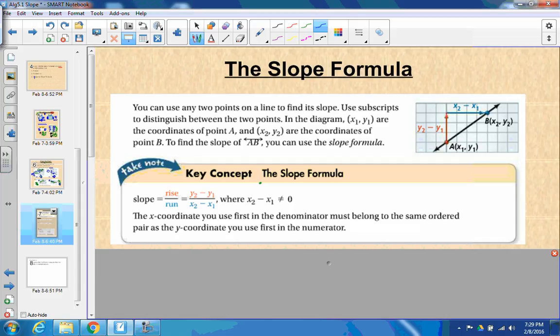So use subscripts to distinguish between 2 points. In the diagram, x1, y1 are the coordinates of point A, and x2, y2 are the coordinates of point B. To find the slope of line AB, you can use the slope formula. Here's the slope formula for you. The slope formula is rise over run, we know that, but it's y2 minus y1 over x2 minus x1. And the denominator cannot be 0, so that's what it's saying there.